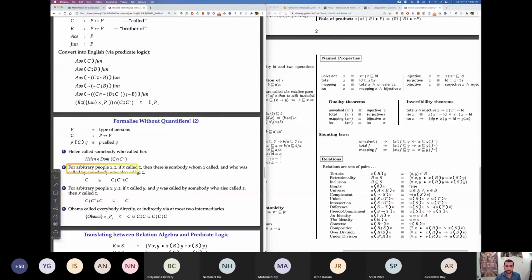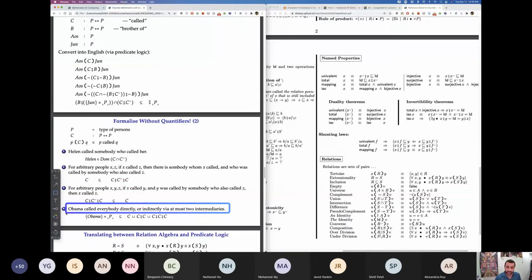For any people x, y, z, if x called z, then there is somebody whom x called, namely z, and who was called by somebody, namely x, who called z. That is, call is contained in call times call converse times call. So sometimes these really long expressions in English can take on really terse formulae. That's really nice. This one is hard to write in propositional logic.